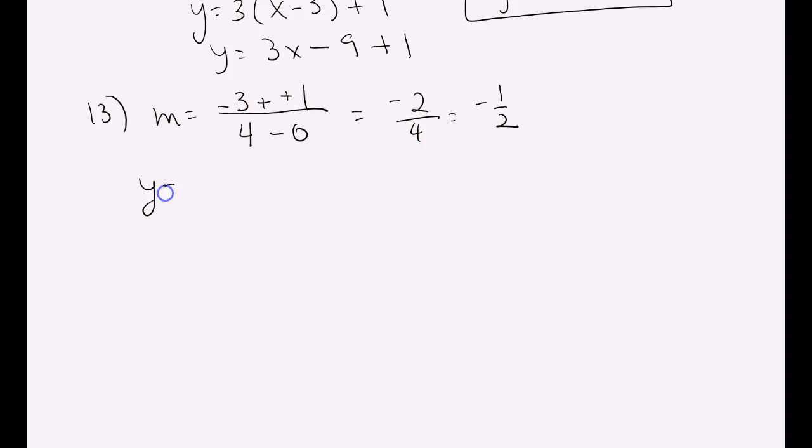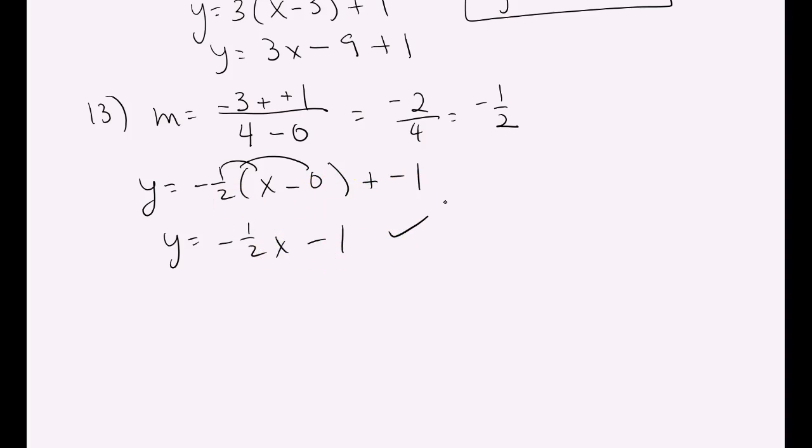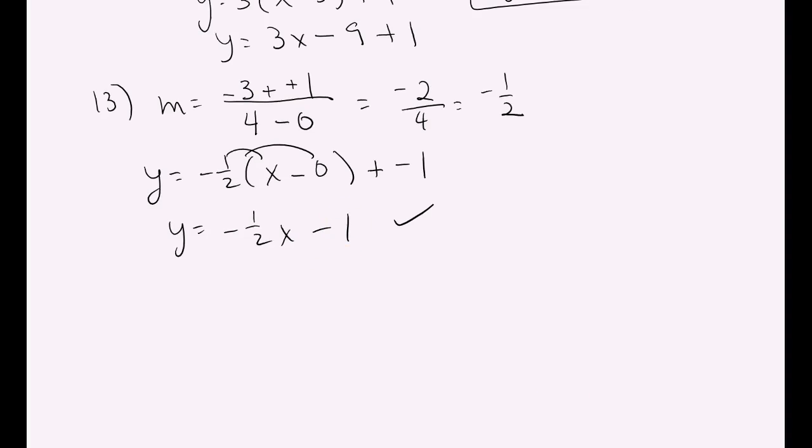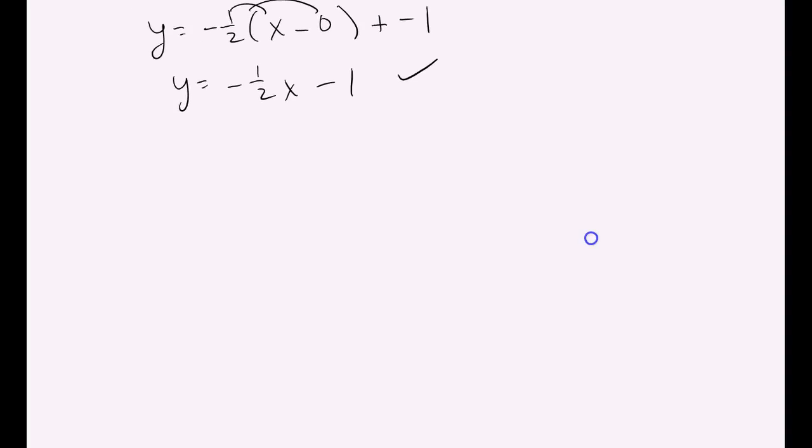Now, y equals m times x minus x1 plus y1. So which point do I want to use? It really doesn't matter. I'm going to go ahead and use the first one. So the x1 is a 0, the y1 is a negative 1, and then I'm going to distribute. Distribute. That's a 0, and I'm finished. You could do plus negative 1, same thing. And then the last one.